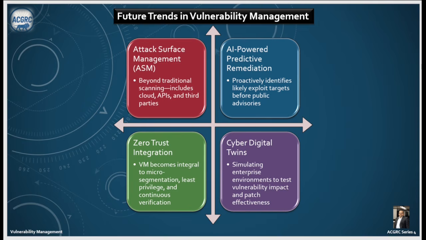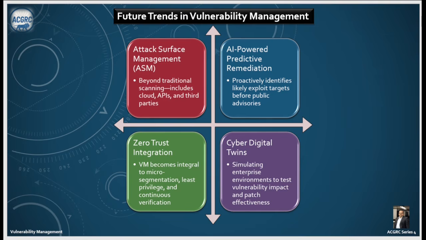The first is ASM, or Attack Surface Management. So, what's changing? Well, organizations are realizing that the attack surface, all the places a hacker could try to break in, is much bigger than they thought. Trend: future vulnerability management tools will include attack surface management, which tracks everything you own, which could be on-prem, cloud, mobile, IoT, third party, and checks it for risk, even the things you forgot about.